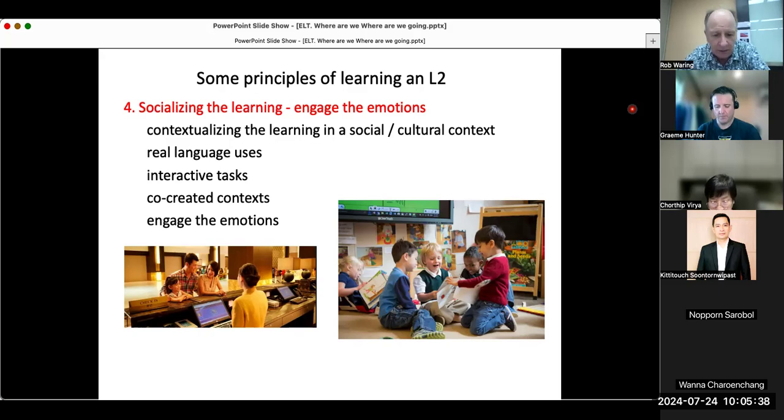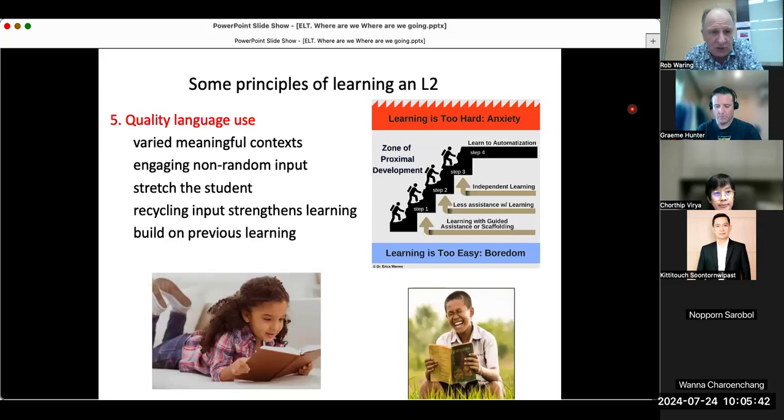And of course, getting back to engaging the emotions. Quality language use is critically important. Varied, meaningful contexts. We need to have engaging, non-random input. Again, we'll come back to talk about this. That actually stretch the student. Don't stretch the student too much that they get loss of comprehension, but just enough that critical I+1, maybe I+2 at times. And sometimes we even need to go to I-1.